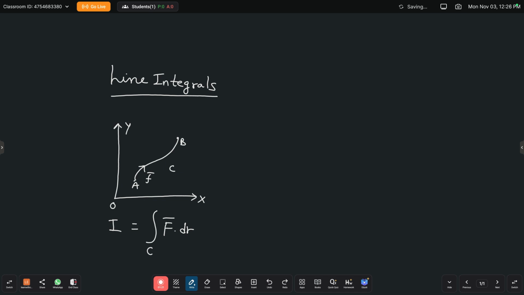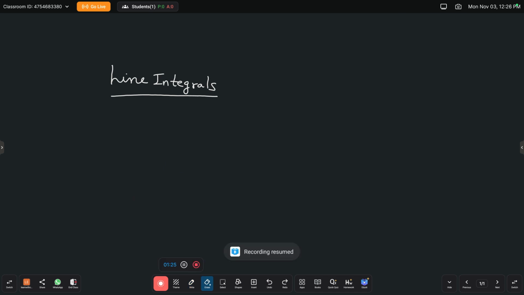In other words, line integral is also called work done. Work done is equal to force into displacement.